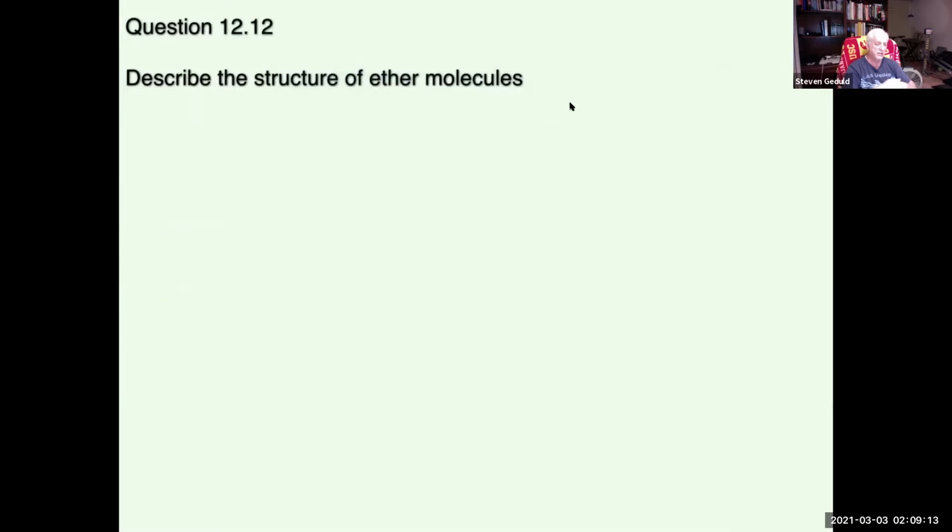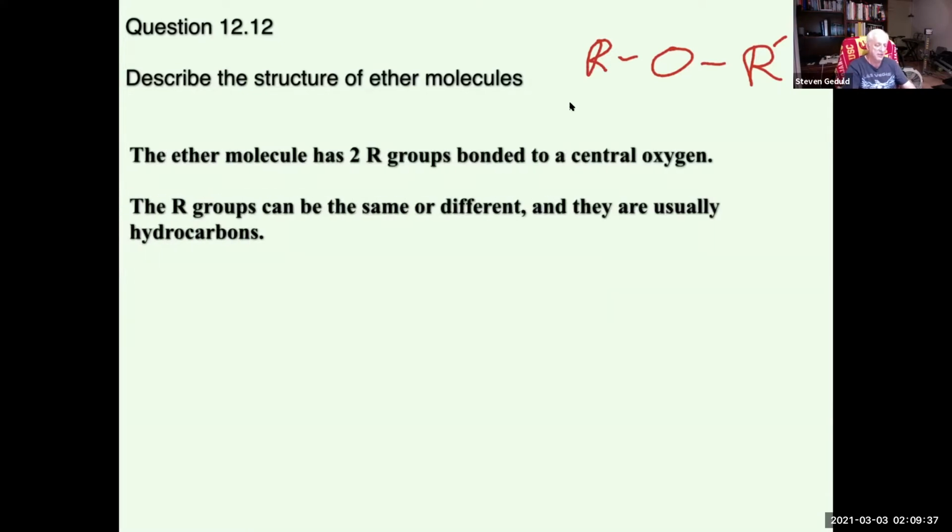Okay. Describe the structure of ether molecules. We just said that. We have a hydrocarbon group bonded to an oxygen, bonded to another hydrocarbon group. This could be the same, or that could be R prime, that could be different. Could be two methyl groups, could be a methyl group and an ethyl group, could be a methyl group and a propyl group. Whatever, they don't have to be the same. So the ether has two R groups bonded to a central oxygen atom. The R groups can be the same or different, and they're usually hydrocarbons.